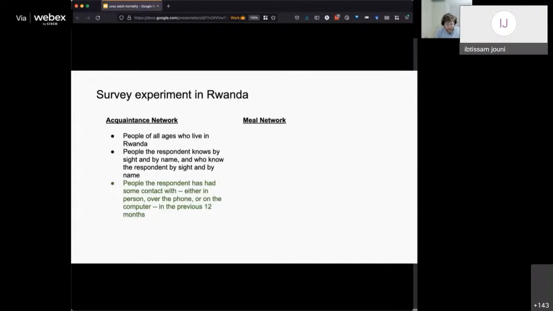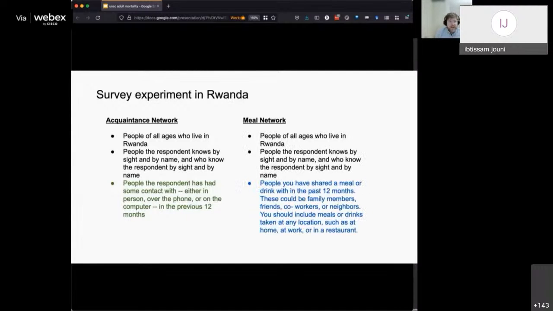So the first type of network we asked about half of our sample to report about was this acquaintance network. And this is essentially people a respondent has had some contact with in the previous 12 months. So how many people do you know who have died in the previous 12 months? And that's, as I was saying before, what I think of as a very weak type of network connection. We also asked about this meal network, which is intended to be a somewhat stronger, but not super strong type of network connection. And this is people the respondent shared a meal or drink with in the past 12 months.